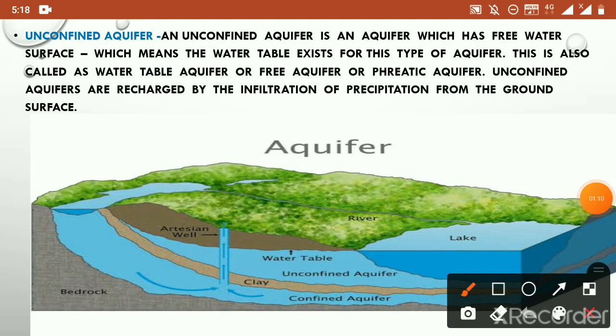First, we will learn about the unconfined aquifers. You can also understand this by this figure. The unconfined aquifer is an aquifer which has a free water surface. That means the water table exists for this type of aquifer. It is also called a water table aquifer, free aquifer or phreatic aquifer. Unconfined aquifers are recharged by the infiltration of precipitation from the ground surface.